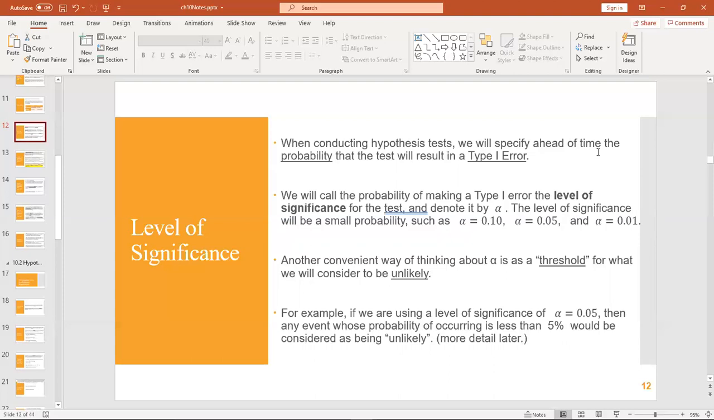Alpha you could think of as a threshold for what we're going to view as unlikely. So if we're going to use an alpha of 0.05, any event whose probability of occurring is under 5%, we're going to call that an unlikely outcome.